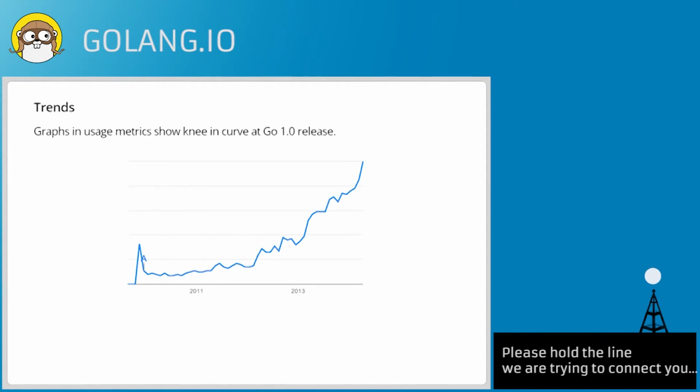So this is the trends graph from trends.google.com for the keyword Golang. Down the bottom, those two dates are 2011 and 2013. Go 1.0 came out in mid-2012. And I think you can see there's a distinct bend in the curve. It got suddenly much steeper when Go 1 came out. And I think that's evidence that people really need that stability in order to trust that they can use this system and make something out of it. It's a really important point.